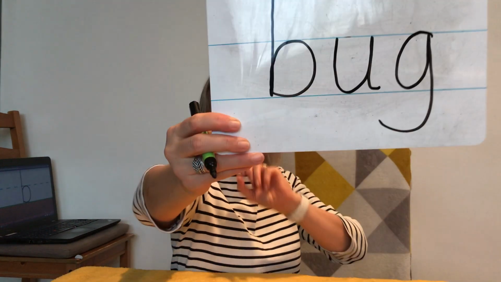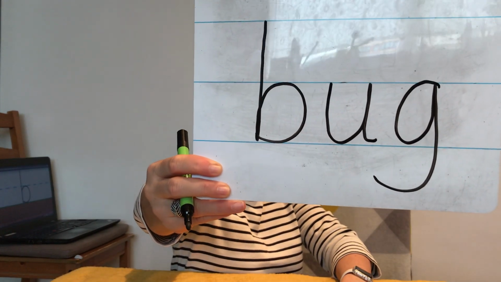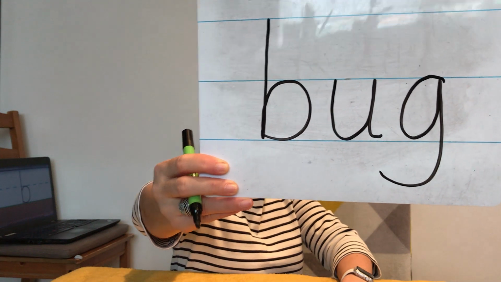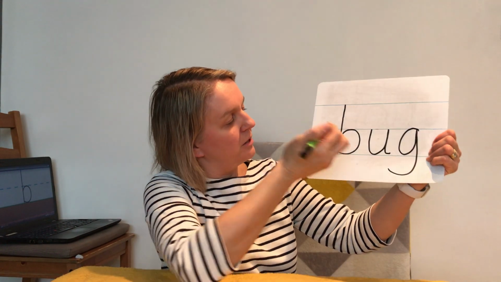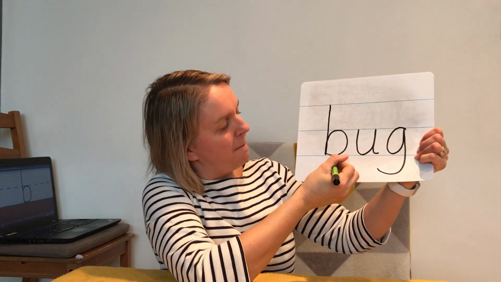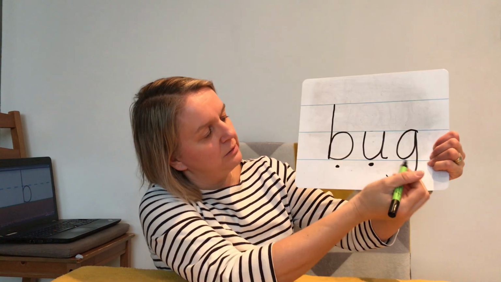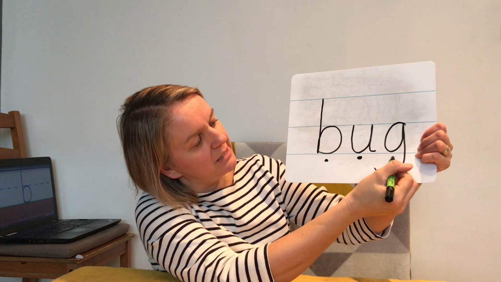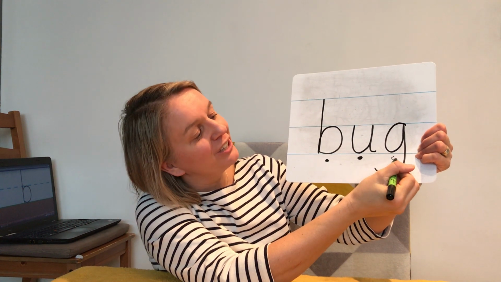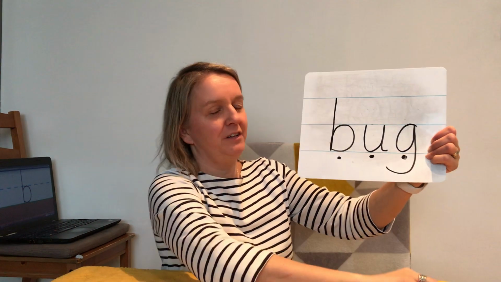Okay, have a good look at the word that's on my board. We're going to add our phoneme buttons and say the phonemes as we go. Are you ready? We've got B, O, and what's this phoneme? G. Well done if you got all those.